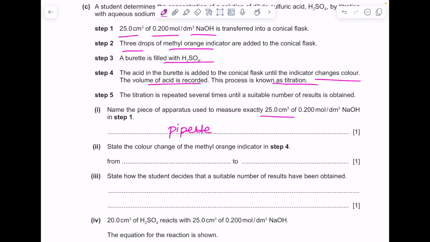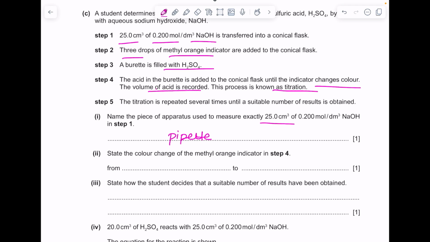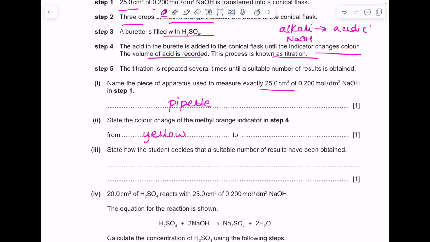State the colour change of the methyl orange. So it's going from alkali to acidic because you're starting with that indicator in the sodium hydroxide. You're adding sulfuric acid, so you must remember the colour change from alkaline to acidic. It's going to go from yellow to orange.